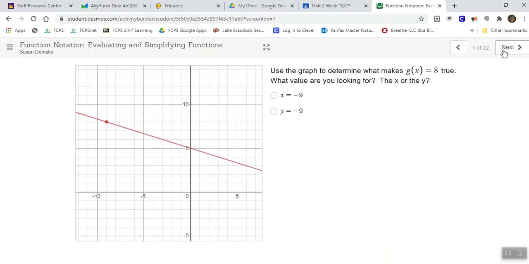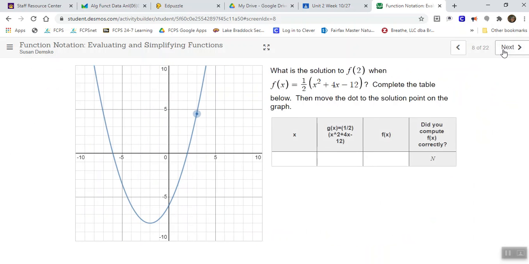I'm going to go to a problem that's a little bit more complicated. So this one here is like a quadratic. It's more complicated. But when I look here, what is the solution to f at 2 when f at x is that? Notice the 2 is in the same position as the x. So that means this has to be 2.